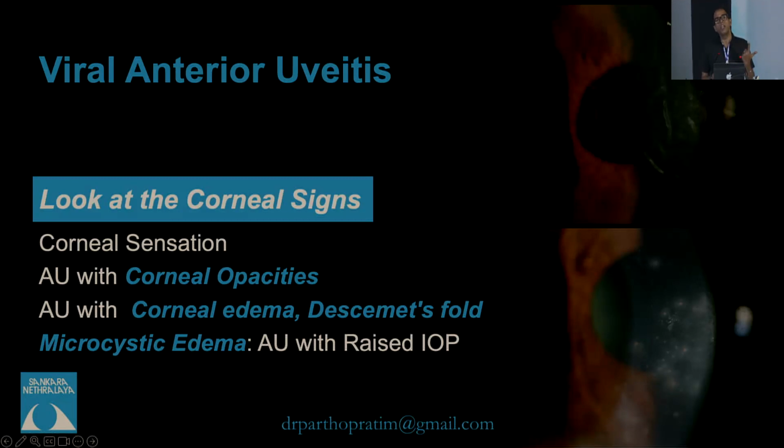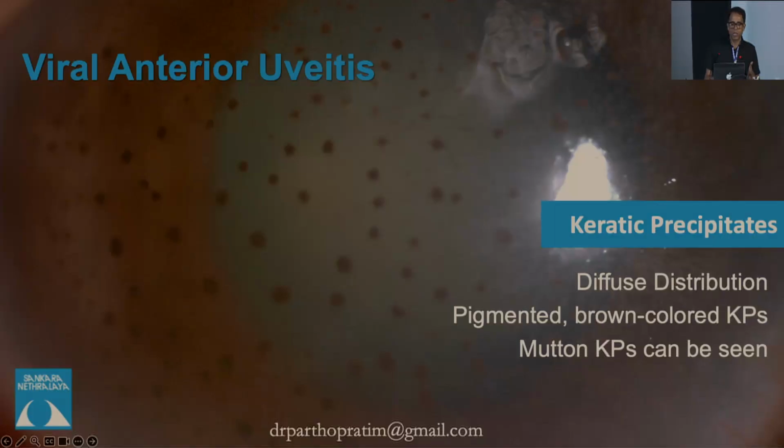Now when we are decoding viral uveitis, what all do you have to see? You have to pay attention to the corneal signs, and try to check the corneal sensation in the exam. This is very important because sometimes the examiner may ask you whether you have checked the corneal sensation. The second is that you have to see the corneal opacities, whether there is any corneal edema or Descemet's folds. And obviously all of you know that viral uveitis is notorious for a secondary rise of intraocular pressure also. So you can look for that.